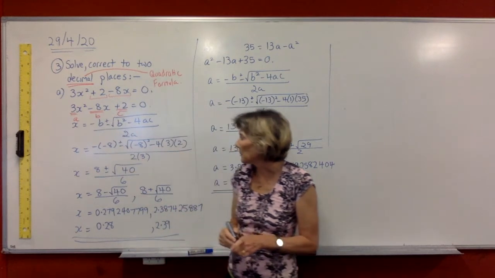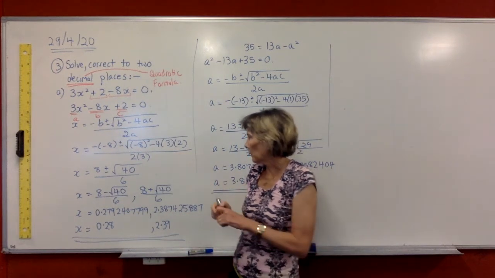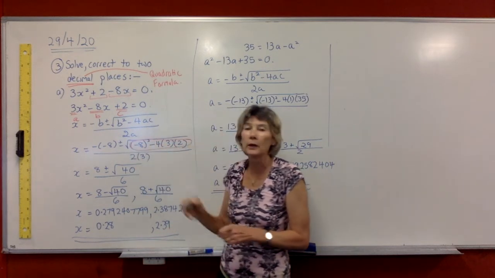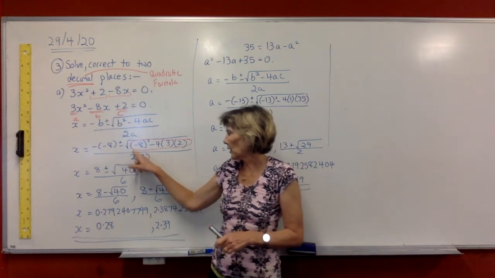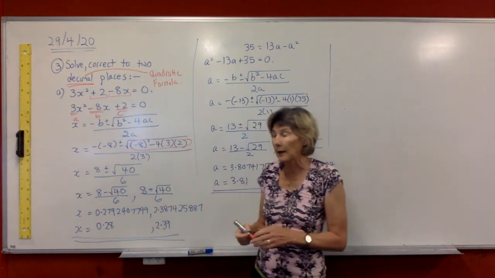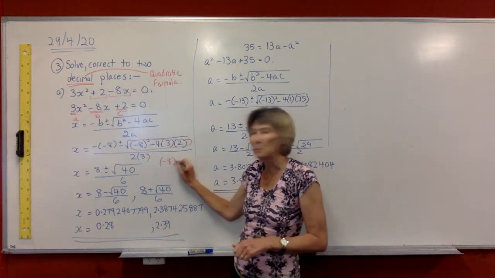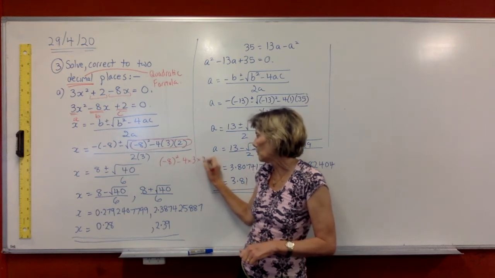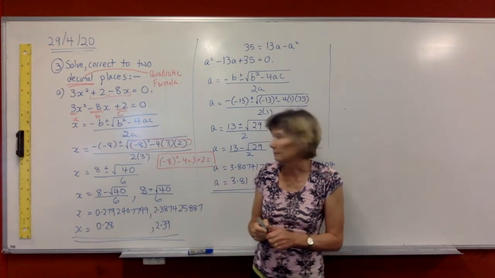So we're going to put those numbers in. That's what it looks like when you put all your numbers in. And then we're going to go to the calculator and just put in what's underneath that square root sign. Don't forget when you put it in your calculator, I didn't say it before, but it's got to be open bracket minus 8 close bracket squared minus 4 times 3 times 2 equals. That's how it has to go in your calculator.